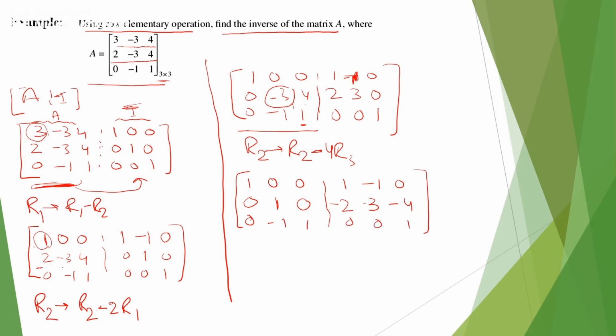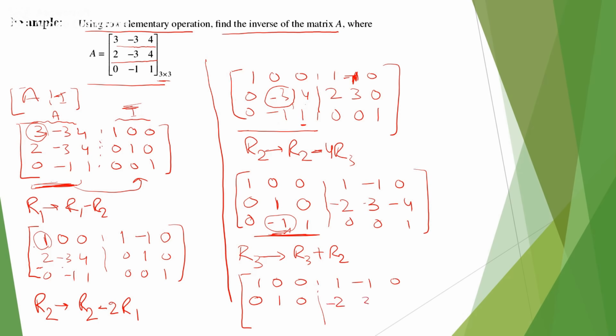Now this element again becomes 1, so the element below it becomes 0. So we apply the operation on R3. What is that operation? We use R3 plus R2. If we add these rows, this element becomes 0. So applying the operation, we get 1 0 0. The first row is the same because we apply the operation on R3, then 0 1 0. The second row is again the same because we apply the operation on R3. Now R3 is changed because we apply the operation.